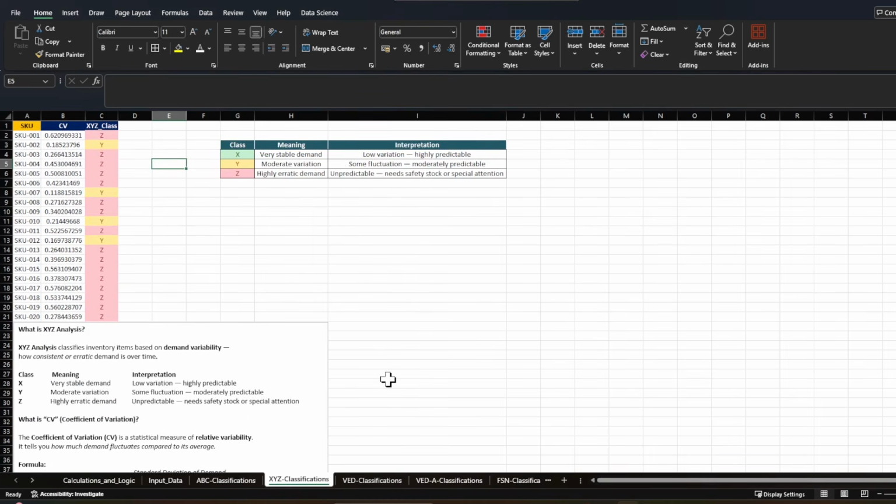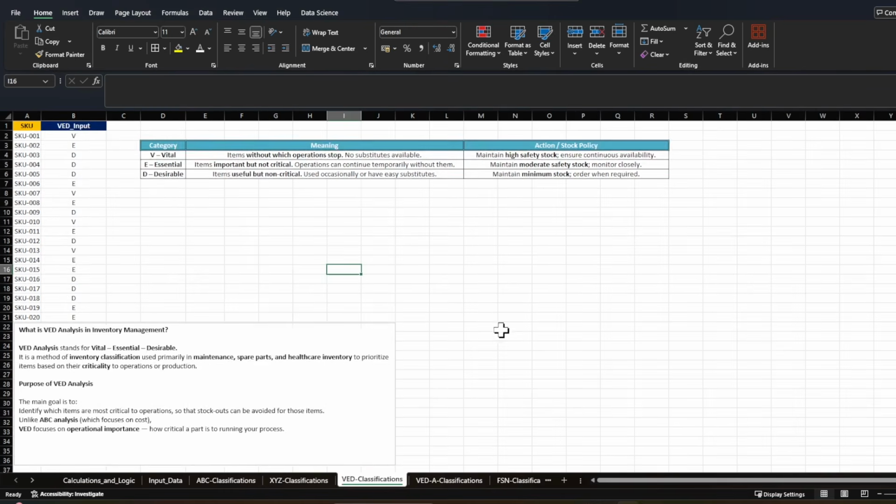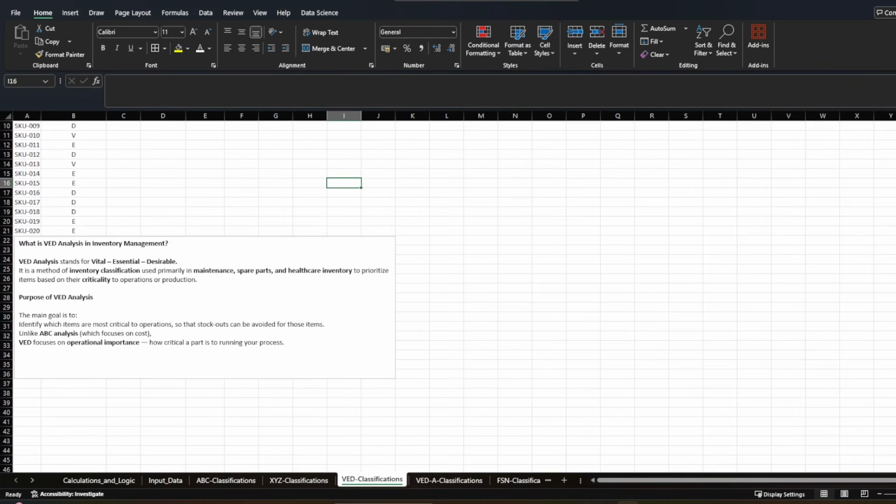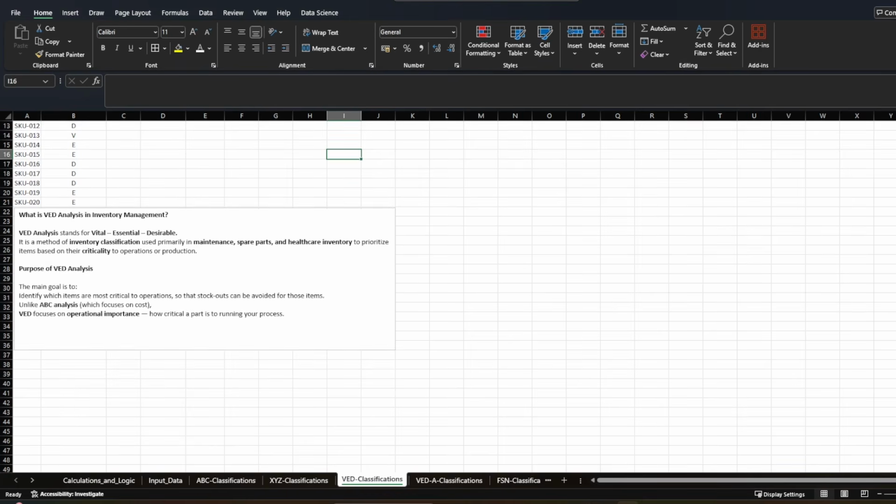Now moving to another one, which is the VED classification. VED stands for vital, essential, and desirable. This is a method of inventory classification used primarily in maintenance, spare parts, and healthcare inventory to prioritize items based on their criticality to operation or production. So what's the purpose of VED? The main goal is to identify which items are most critical to operations so that stock out can be avoided for those items.